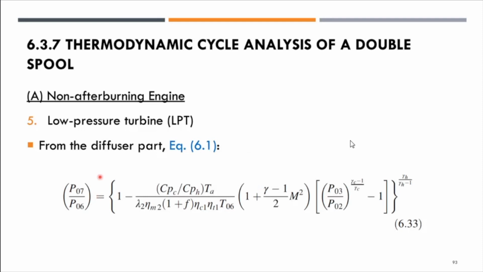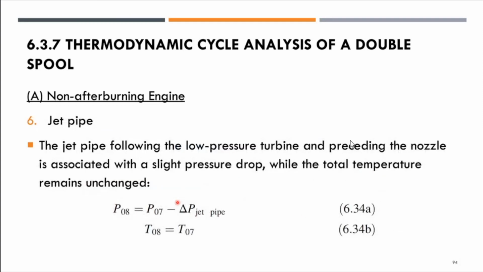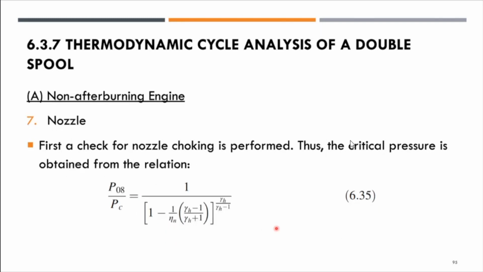Then the turbine and compressor pressure ratios are related, P07 over P06. And looking into the diffuser part, looking at equation 6.1 back, P07 over P06 can be rearranged to include the diffuser part. And then we move to the jet pipe. It's just a straight pipe coming out from the turbine section before it goes to the nozzle. Following the low pressure turbine and preceding the nozzle, it is associated with a slight pressure drop, while the total temperature remains unchanged. That's why T08 equals T07.